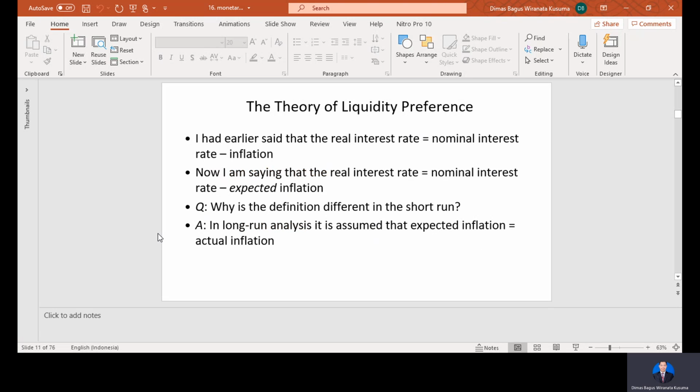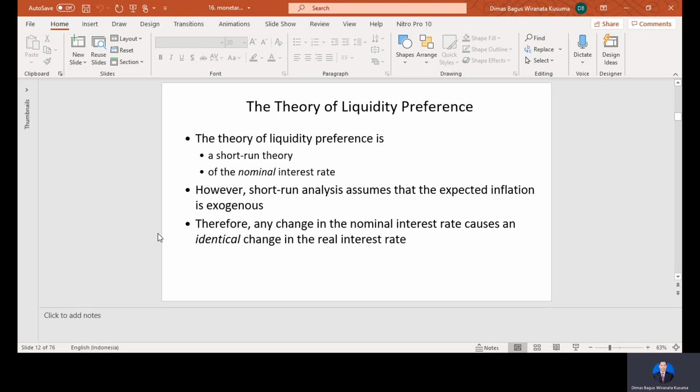So I had earlier said that the real interest rate is nominal interest rate minus inflation. No, I'm saying that the real interest rate is nominal interest rate minus expected inflation. So why is the definition different in the short run? In the long run analysis, it is assumed that expected inflation equals the actual inflation. So in the long run, expected equals the actual inflation, but in the short run, it could be different because it is only the short run.